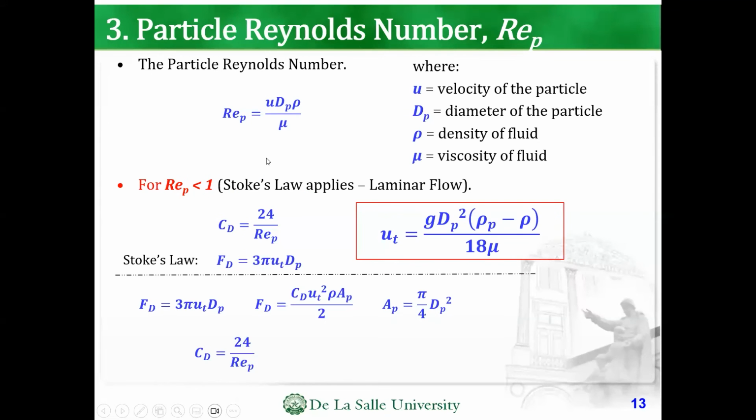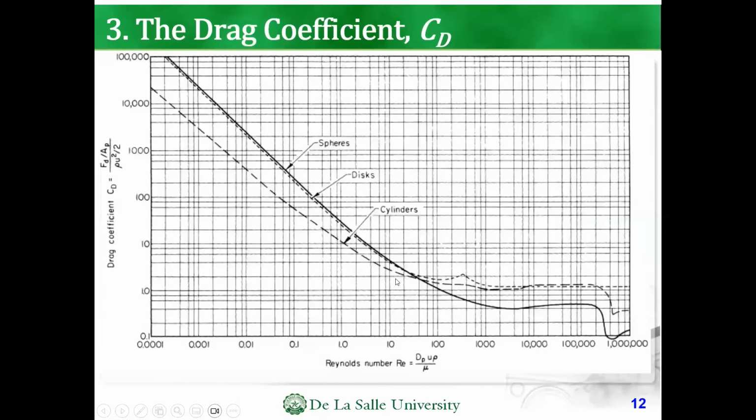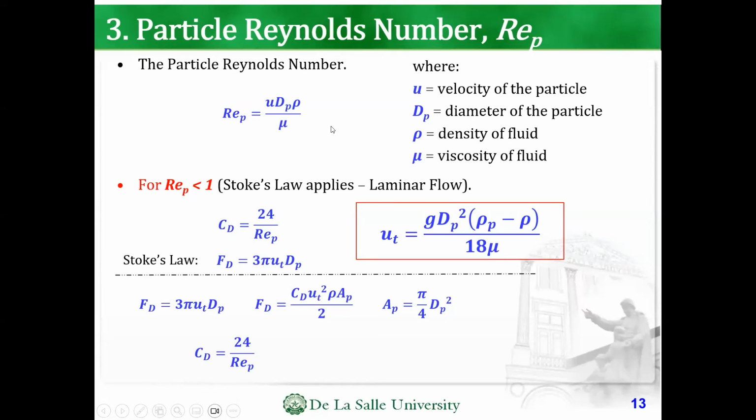So what will you be able to notice in those figures also? Let's go to the property of the particle, the Reynolds number of the particle. Take note, you already know the formula for Reynolds number: D velocity rho over mu.